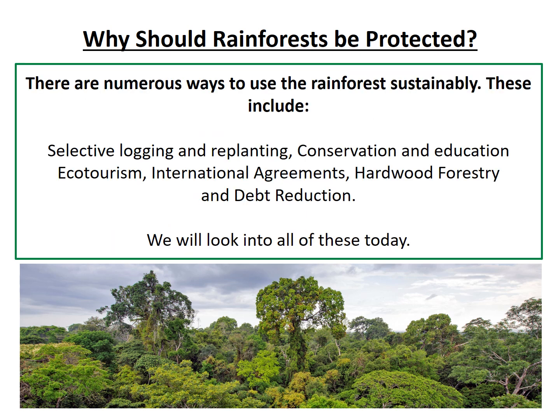And there are lots of different ways that we can do this. You are going to be looking at four of them today, and they are selective logging and replanting, conservation and education, ecotourism, international agreements, hardwood forestry, and debt reduction. So we're going to look at all of those methods today.